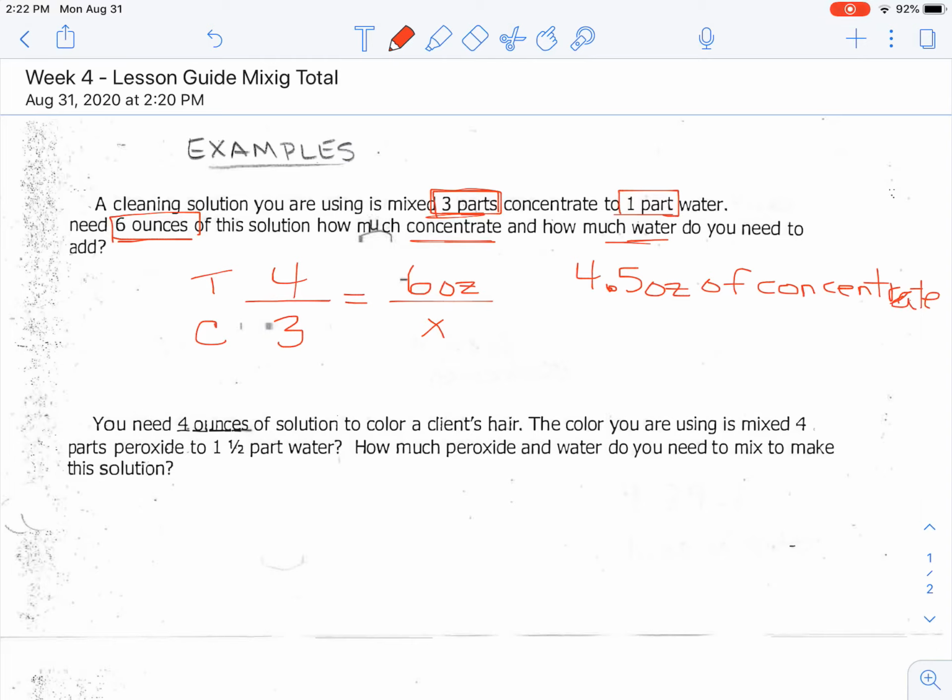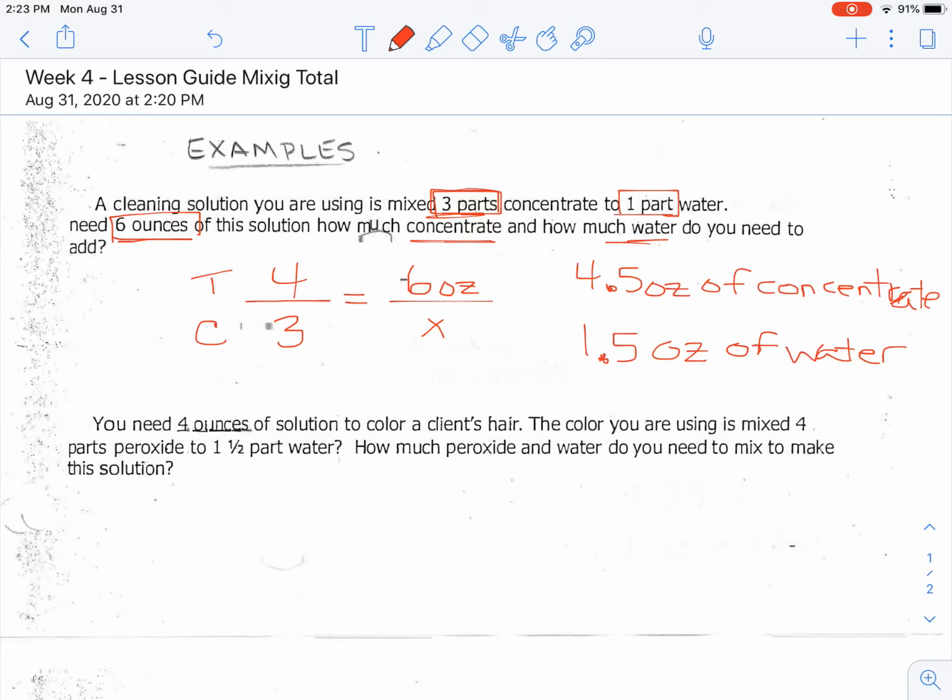To find out how much water goes with it, it's just an easy subtraction. I'm not going to write it down, I'm just going to talk about it here. If we know that we need a total of 6 ounces, and 4.5 of those are going to come from concentrate, we would just take 6 minus 4.5, and we get 1.5 ounces of water. If you add those together, you should get your total 6 that you needed. Alright, let's do the next example.